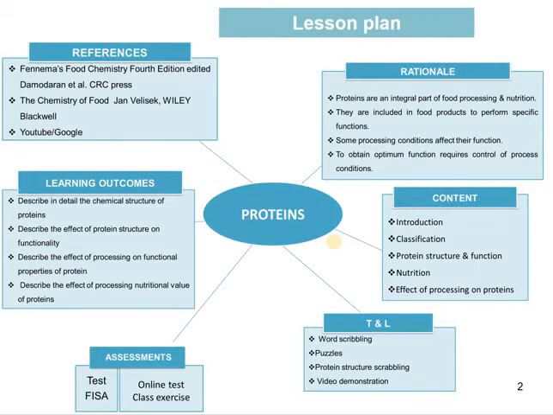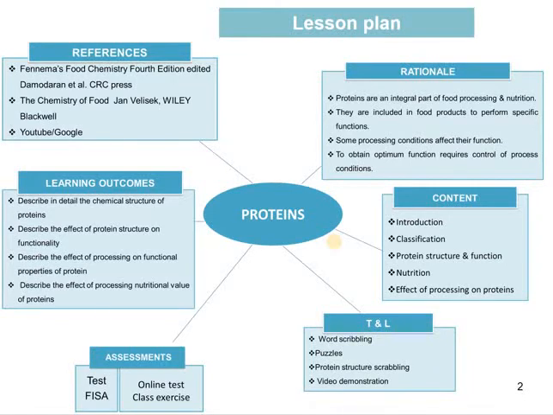Another important feature of a lesson plan will be the references. As you already know, a PowerPoint presentation is usually a summary of work that has been obtained from a certain source. So for deeper and meaningful understanding, you have to visit those references. The most important one that I love the most will be The Chemistry of Food by Jan Velisek. It is available at the library. I also use some YouTube videos and Google and so on.